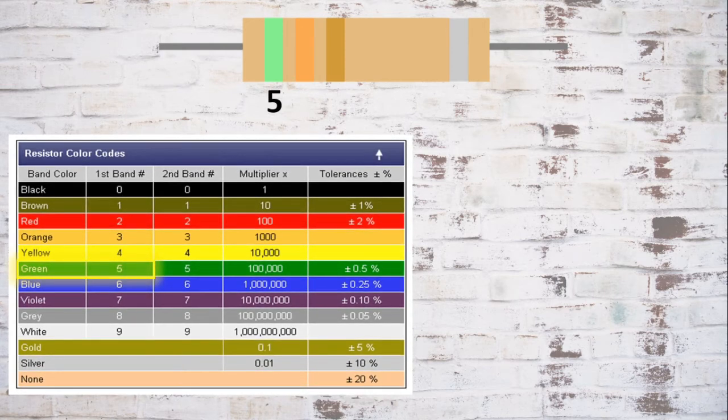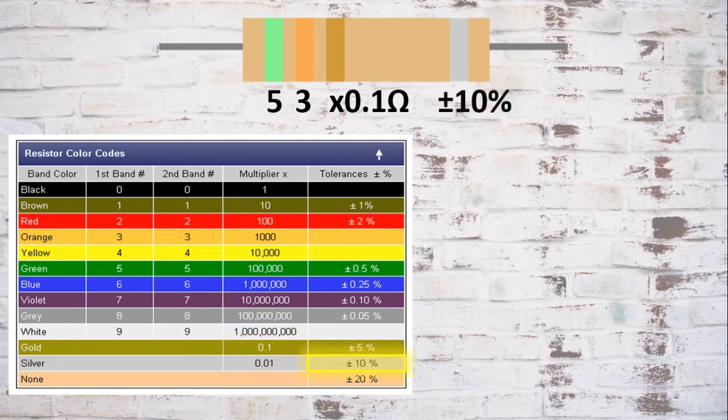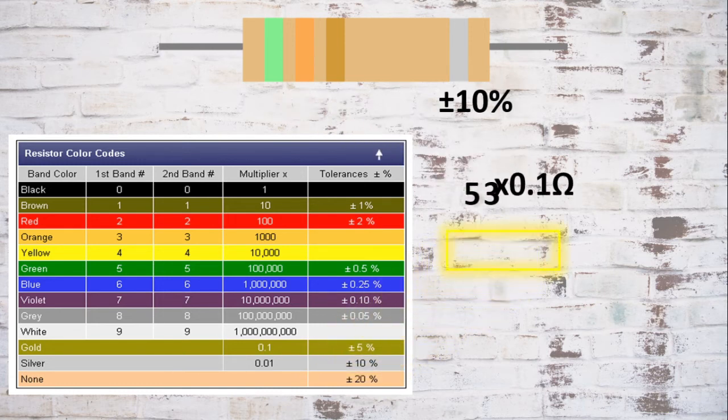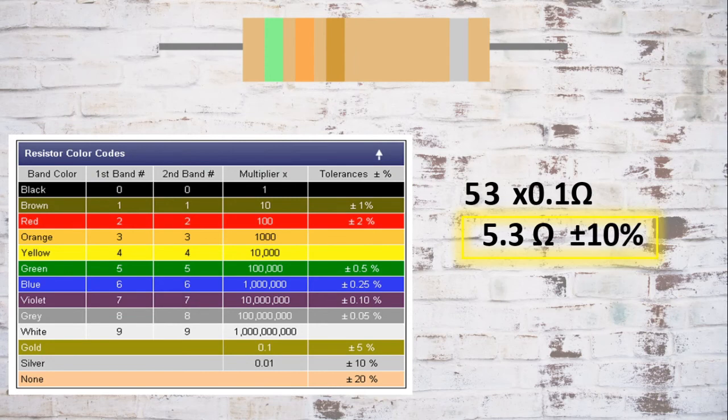Our first color is green. It should be 5. The second color is orange, so it should give us the value of 3. Our multiplier is gold, which gives us the value of times 0.1 ohm. And finally, our tolerance is silver, which gives us the value of positive negative 10%. So we have 53 times 0.1 ohm. That gives us the value of 5.3 ohms with a tolerance value of positive negative 10%.